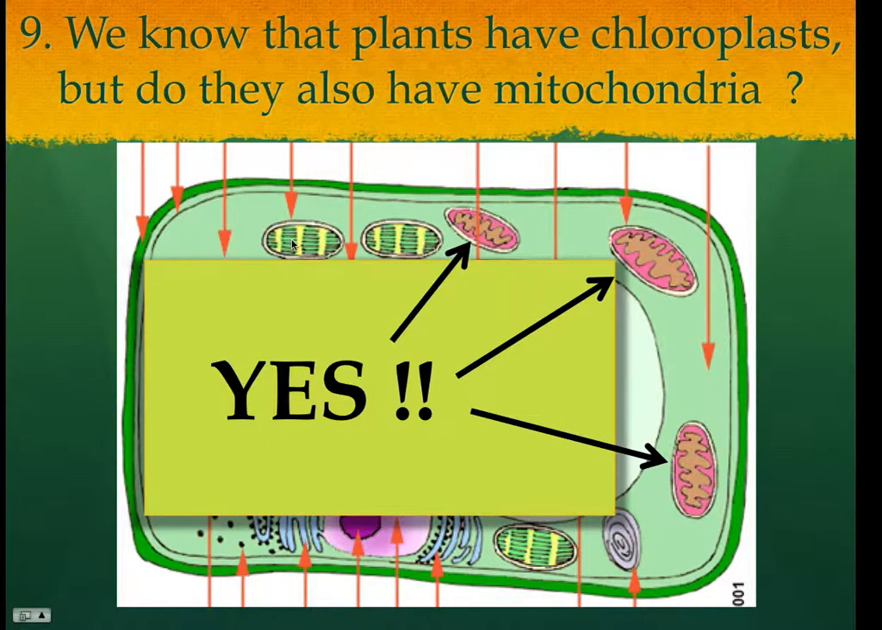Plants carry out photosynthesis. They make glucose from the carbon dioxide and water, but remember, glucose is not in a form that life can use. We have to change it to ATP. And therefore, plants are constantly using their mitochondria, just like animal cells are, to make ATP.